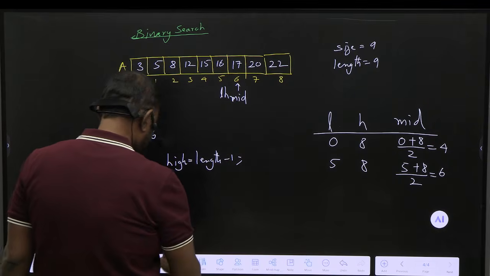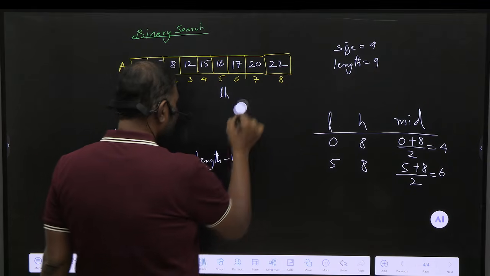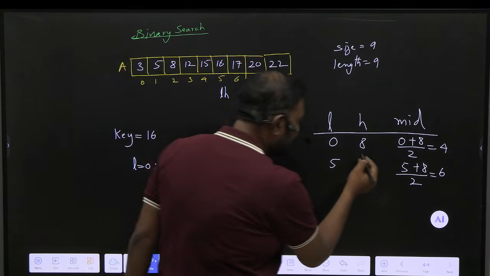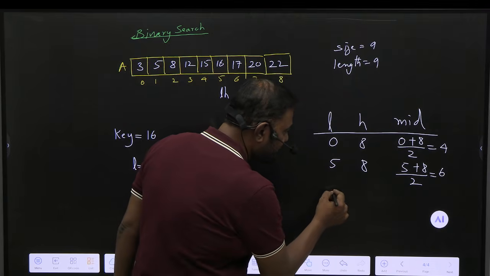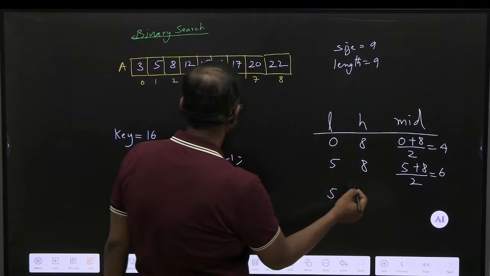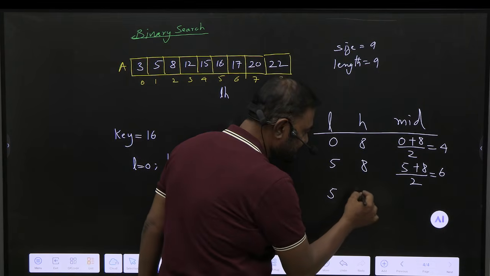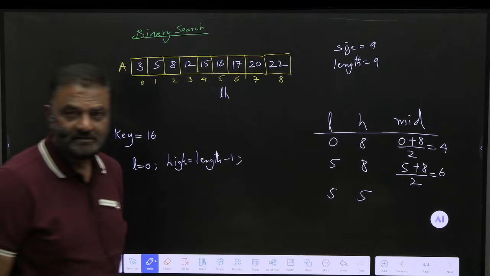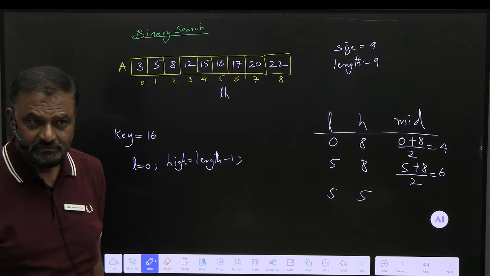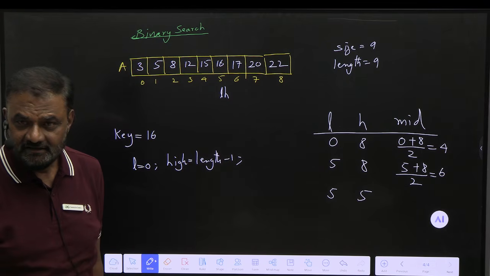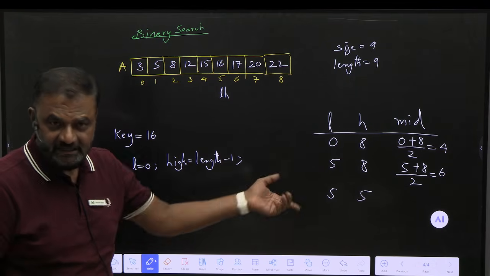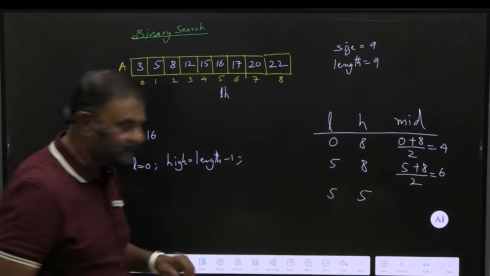So now I will just remove mid from here. So high is changed to mid minus 1. So low is 5 only, and high is 6 minus 1, so this is 5. Now they are equal. Shall I continue searching or stop? Continue. Even if they are equal, I should continue searching.